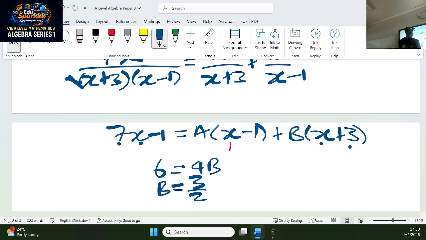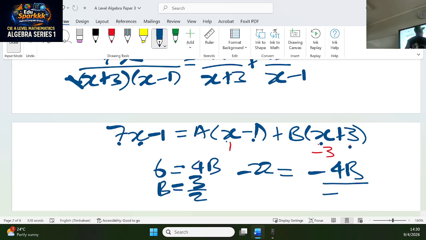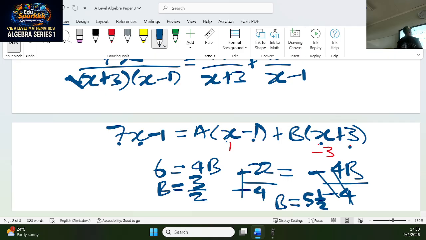Then we do the same for b, because we want to get rid of b. So we'll make the coefficient negative 3, so negative 3 plus 3, b is eliminated. So let x be negative 3. If x is negative 3, negative 3 minus 1, we end up having minus 4a. And negative 3 times 7 is negative 21, minus 1, that's negative 22. And when we divide both sides by negative 4, everything becomes positive, and our a will actually be 5.5, which is 11 over 2.